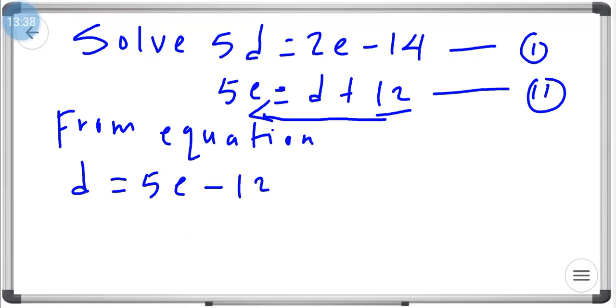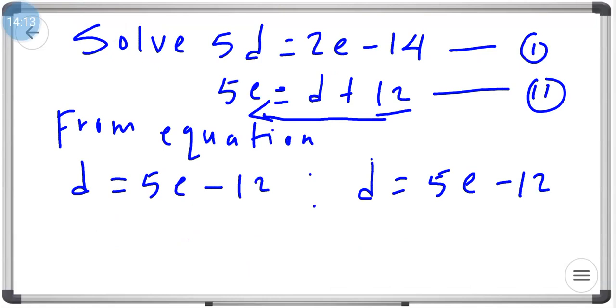So now we'll be having d equals 5e. Whenever your plus 12 is crossing the equal sign, it will change to minus 12. So we said d equals 5e minus 12. So now we have the initial answer for d, which is not the final answer, because we still have e there. So the d is unknown as well, the e is unknown.